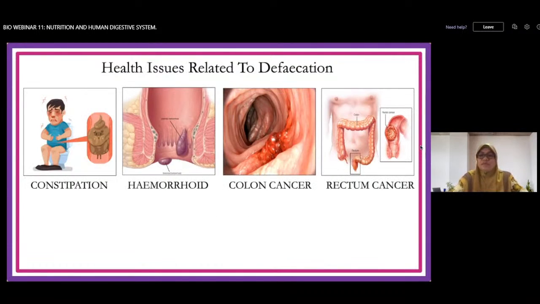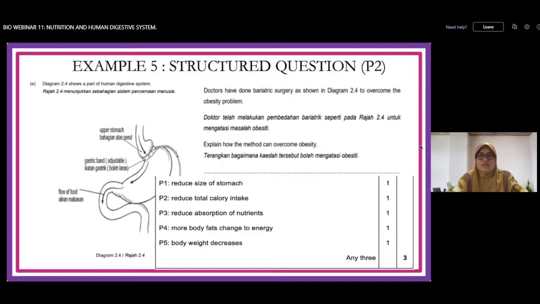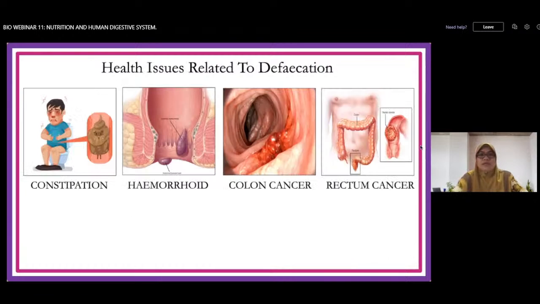Okay. Dapat tak yang tadi tu? Cikgu harap dapat. Nanti kamu boleh tengok juga past question, banyak past question berkaitan soalan ni. Nanti kamu make sure tengok balik. Okay, next we move to health issues related to defecation. Penyakit-penyakit yang berkaitan dengan defecation, penyahtinjaan ni.